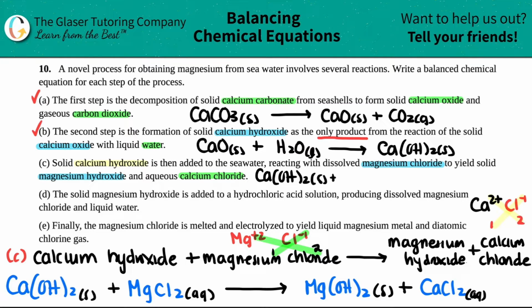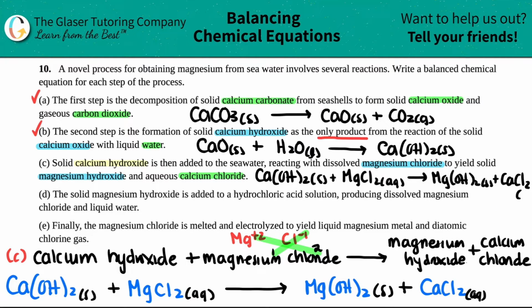Ca(OH)2 solid plus MgCl2, which is aqueous, yields Mg(OH)2 solid plus CaCl2, which is aqueous. Actually, let me just erase this a little bit. Okay. And now we're ready for D.